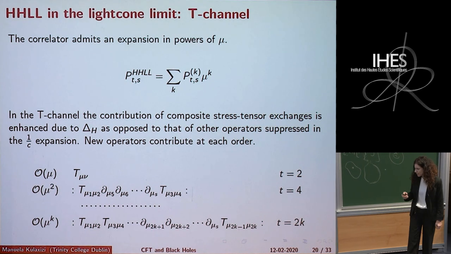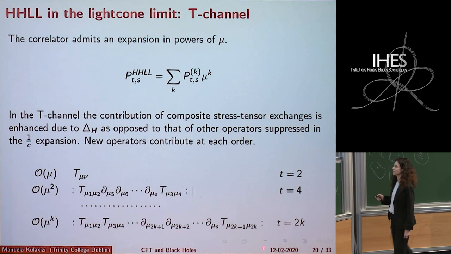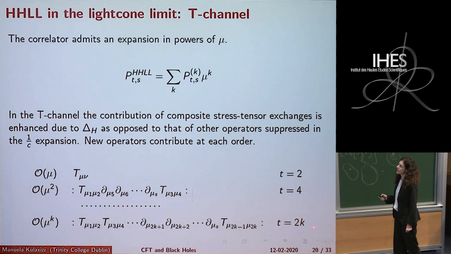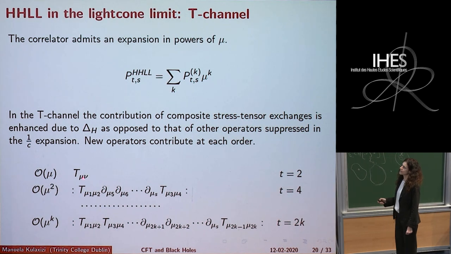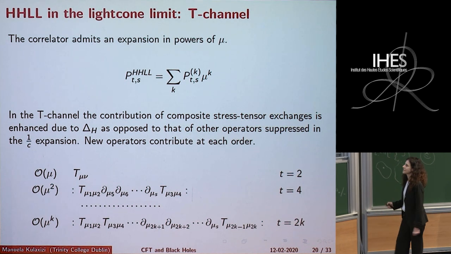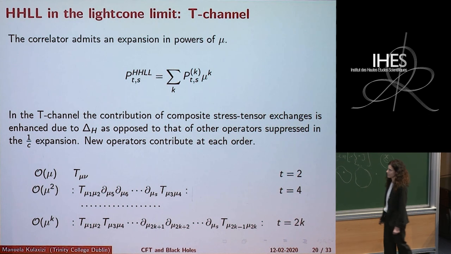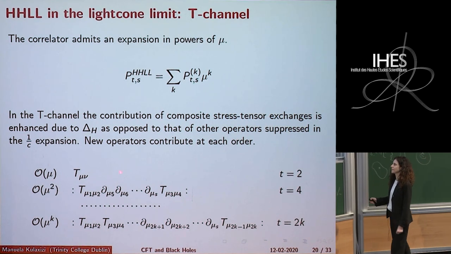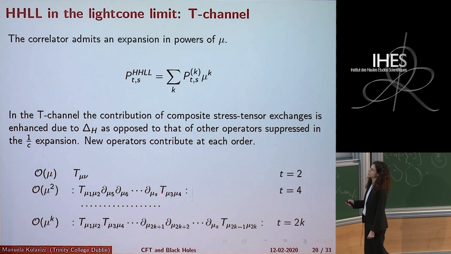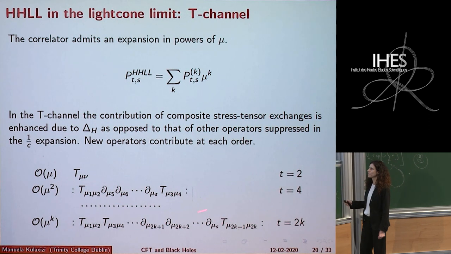So let's see what happens later. Basically, what we can see is that the correlator admits an expansion in powers of mu in the T channel, and that goes also for the OPE coefficient. And what exactly do we have? At order mu, we focus on the stress tensor sector, which comes with a factor of mu. At order mu squared, we can make composites of two stress tensors and several derivatives in between. You can obviously think of other composites where you have some contraction so that a Laplacian shows up or contracts several of the indices of one stress tensor with the other. But in this case, the twist is higher than for the object without contraction.